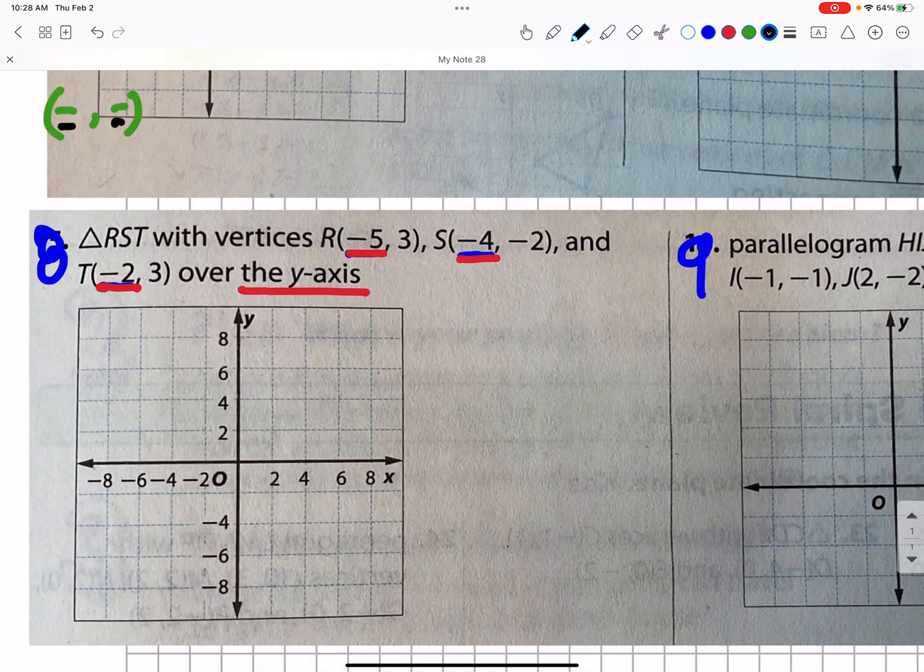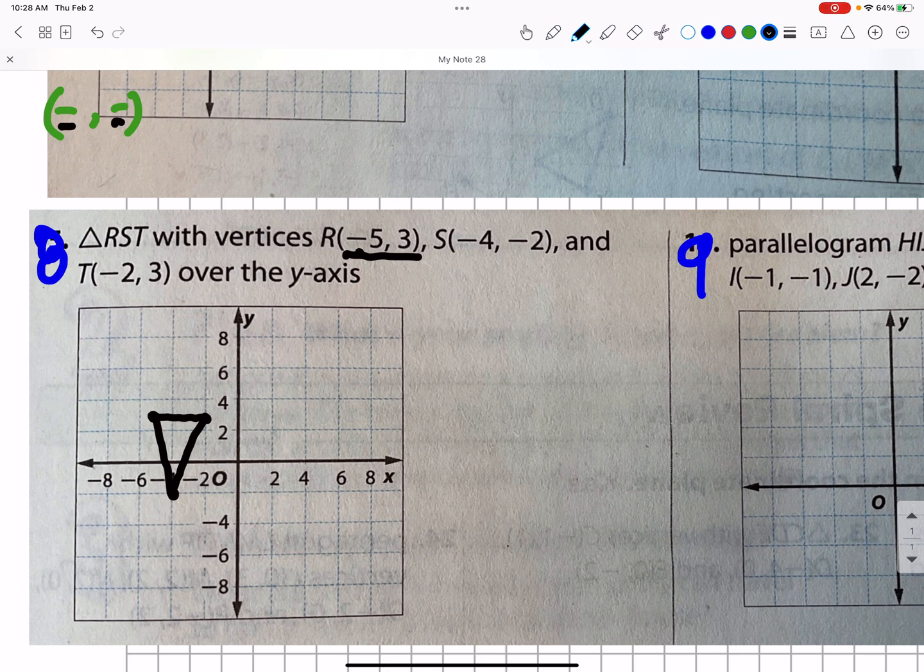Let's see, 8. Okay, so number 8. Let's say I have these points, right? -5, 3, which is -5, 3 right there. You can make your graph however you want. -4, -2, and -2, +3. There's a triangle right there.